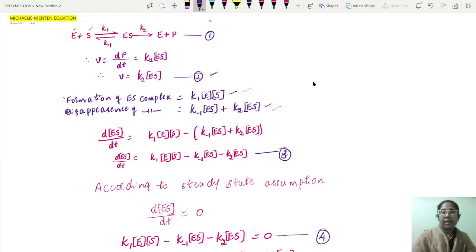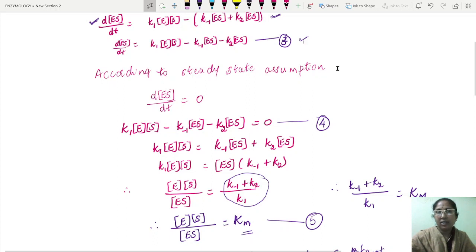Therefore, the rate of production of ES complex at any given instant is the difference between the formation and disappearance, and this is the equation we are going to have. Let us call this equation 3. We are deriving this Michaelis-Menten equation according to the steady state assumption.